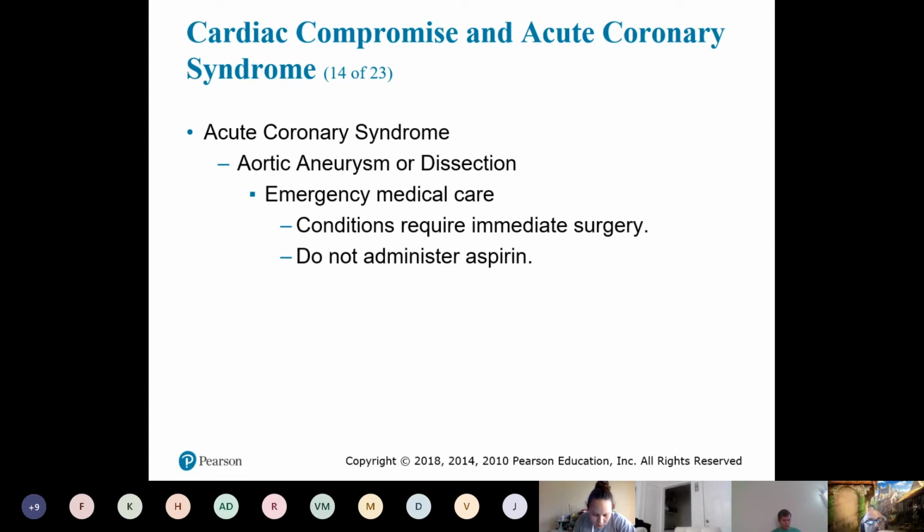Why don't you want to give aspirin when a patient has an aneurysm? Because it'll dilate the vessels, which will cause more bleeding. Nope. It doesn't vasodilate. It's not a vasodilator. It's going to constrict them? No, it's not a vasoconstrictor either.